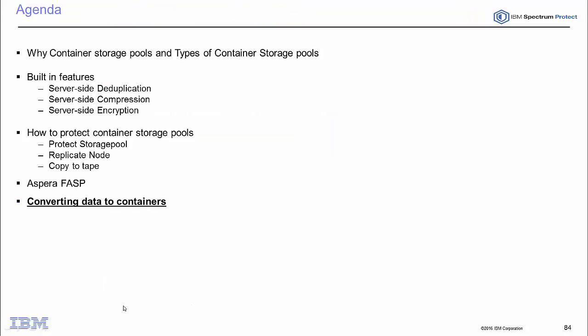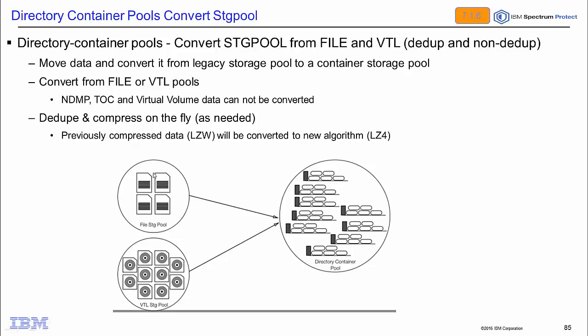Finally, let's take a look at how you would take existing data that's in legacy pools and convert it into our new container pools. For directory container pools, we have the ability to run this convert storage pool command from either file and VTL. This would be in version 7.16 and above. And that move data is going to convert it from a legacy pool into a container pool.